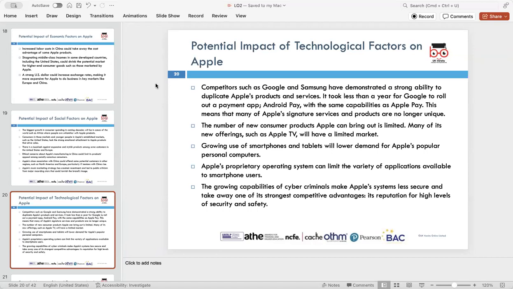Yeah. So Apple, well known personal computers will decrease. It is possible that the variety of programs that are accessible to smartphone users may be restricted due to Apple exclusive operating systems. One of Apple's most significant competitive advantages, which is its reputation for high levels of security and safety, is being undermined by the increasing capabilities of cyber thieves, which in turn makes Apple systems less secure.